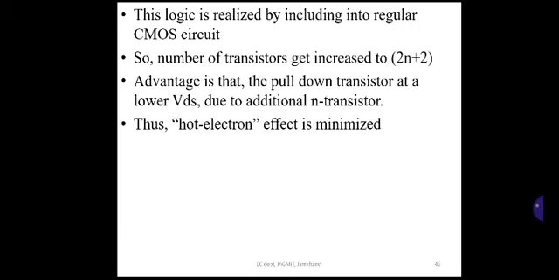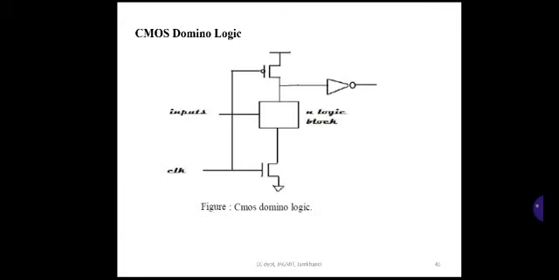So this logic is realized by including a clock into the regular CMOS circuit, so the number of transistors increases to 2n plus 2. The advantage is that the pull down transistor operates at a lower VDS due to the additional N transistor, thus the hot electron effect is minimized.